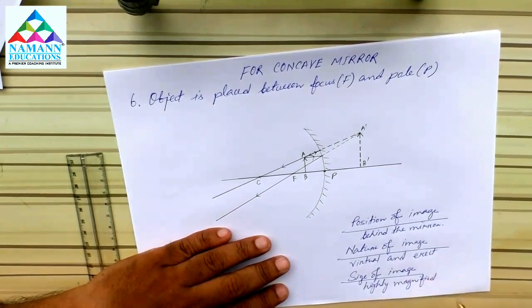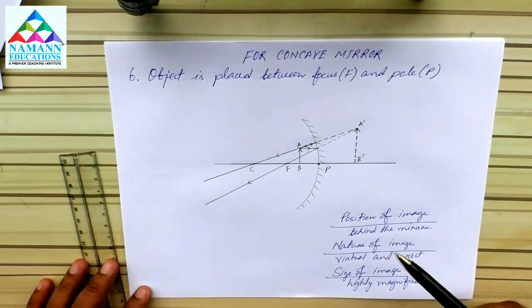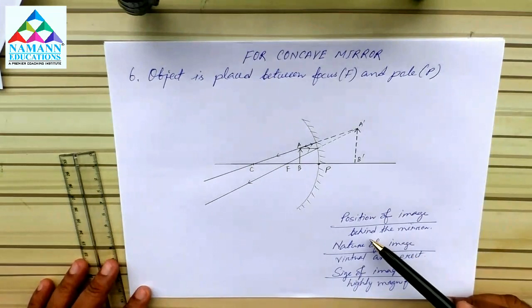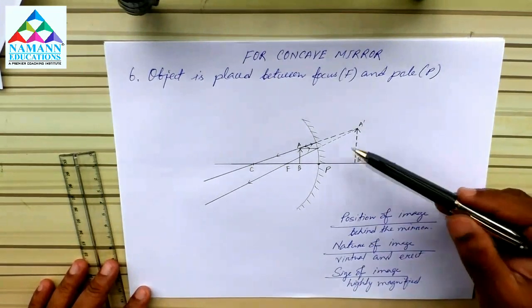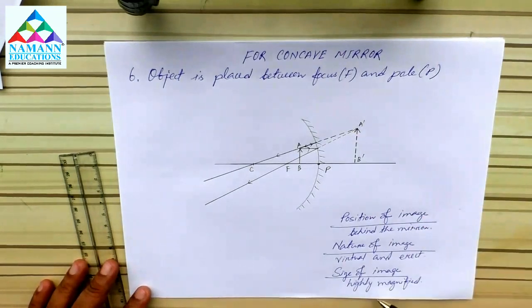So if object is placed between focus and pole, the image is formed behind the mirror. The image is virtual and erect. Why virtual? Because light rays do not intersect actually here. Size of the image is highly magnified or enlarged, we can say.